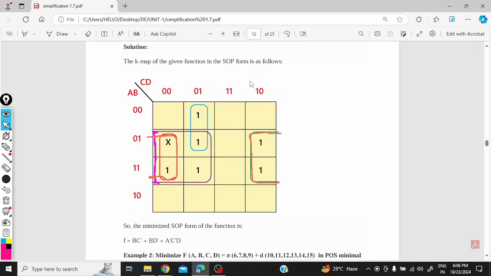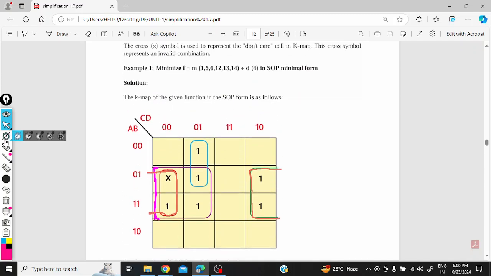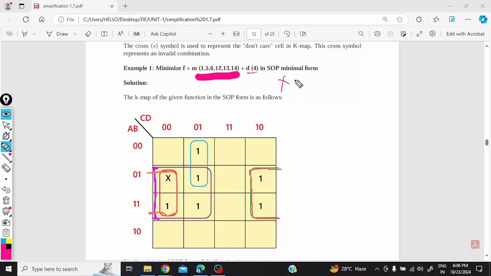For example, this is the given expression. This is my given 1 5 6 12 13 14. Let's decrease my pen size. Next, 4 is the don't care condition. So don't care should always be represented as x on the K map. X means either it can take 0 value or 1 value. So that's the reason I'm representing a cross mark on my K map.